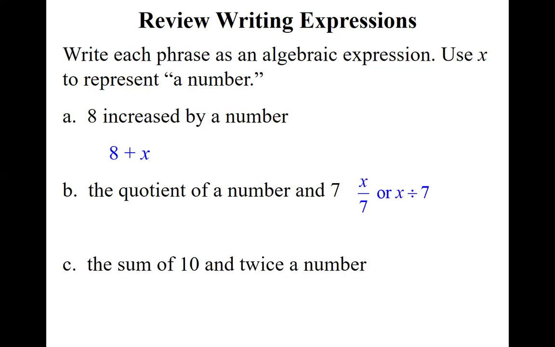And C, the sum of 10 and twice a number. The sum of means we're adding two things. The two things that we're adding are 10 and twice a number, 10 and 2x, 10 plus 2x.